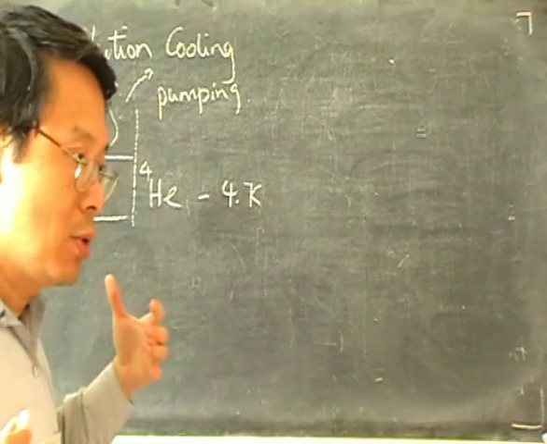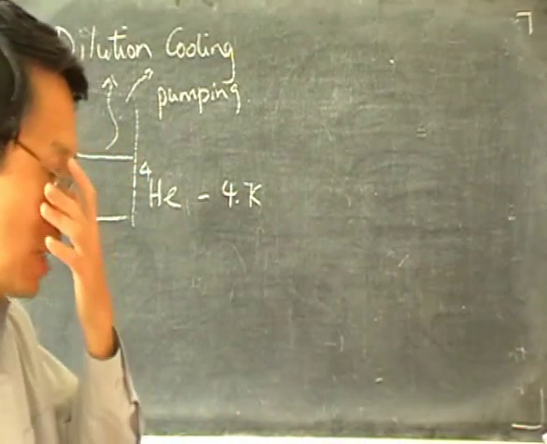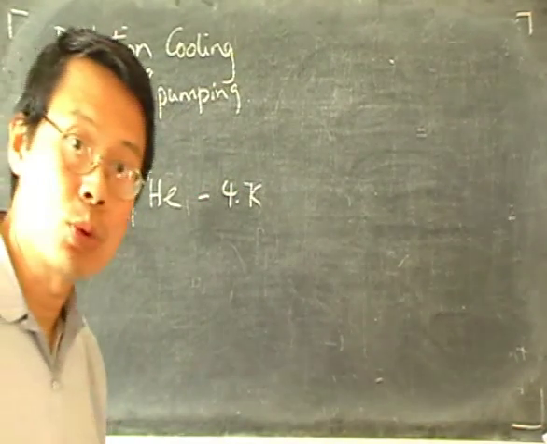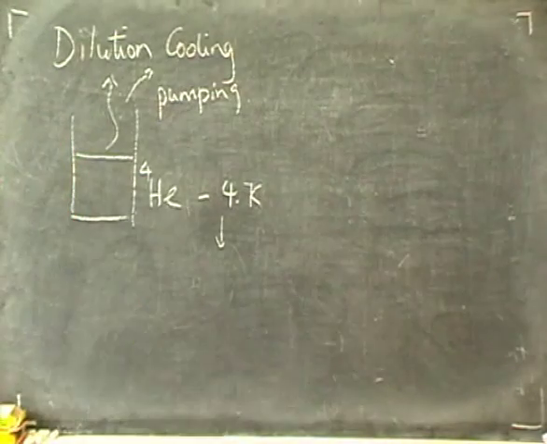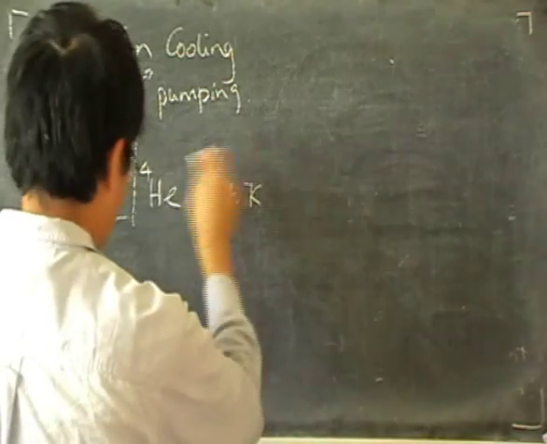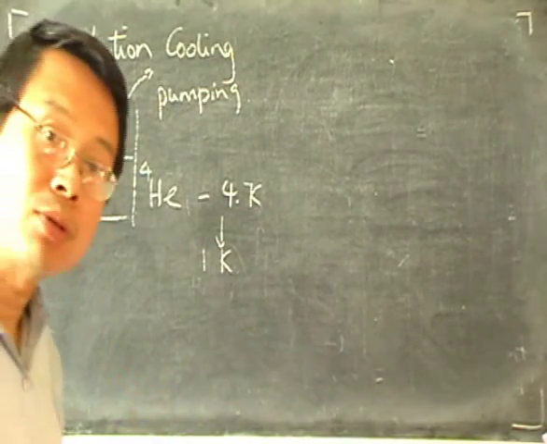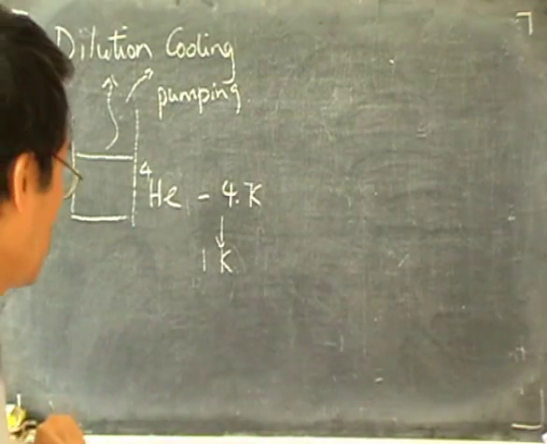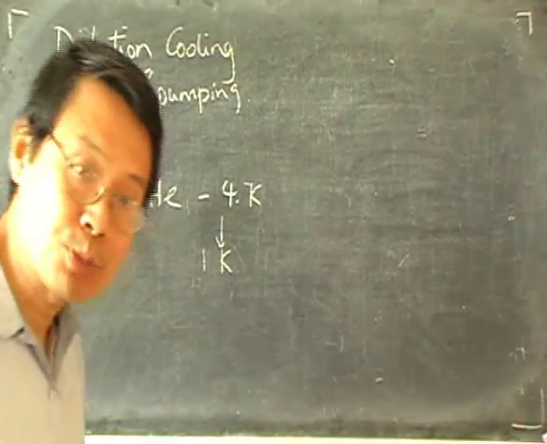Now we can cool this down further by using this evaporation, and we can help this to happen by pumping away the vapor, just like we can do for water. If we pump away the vapor, that would force the liquid helium to cool down further, and usually this method can bring the temperature down to about 1 Kelvin, but it cannot go down below that. The reason is that as the temperature falls, the amount of vapor that escapes the surface decreases, and it decreases exponentially.